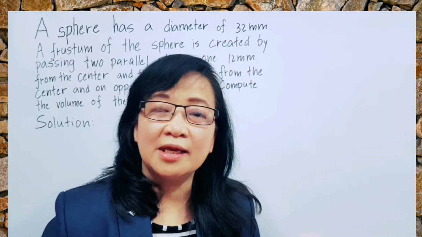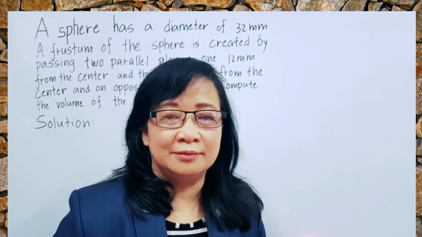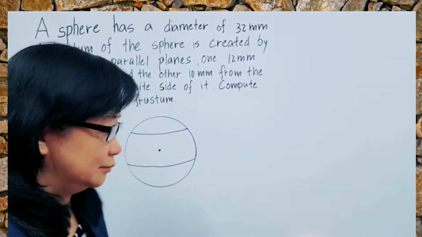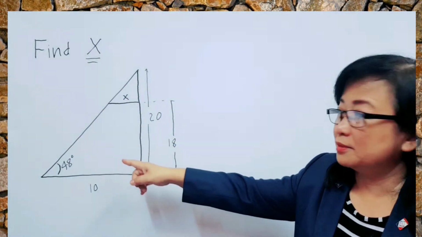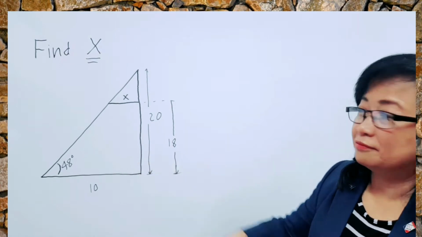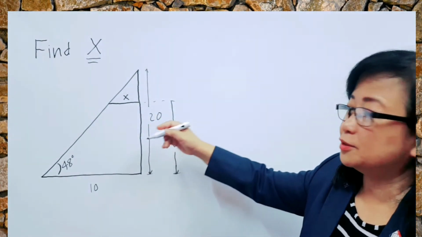But before anything else, I will give you the solution to the question I gave last premiere. Find x. Here is the diagram. This is the easiest question I gave. So, we can solve x by using just ratio and proportion.